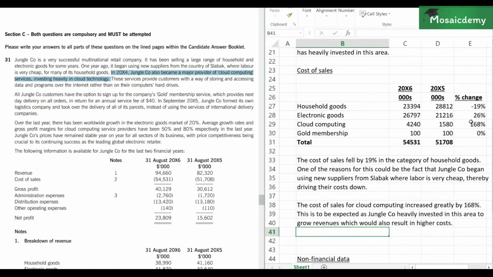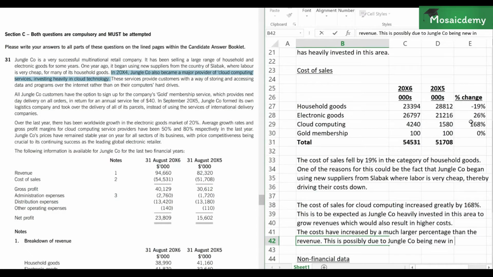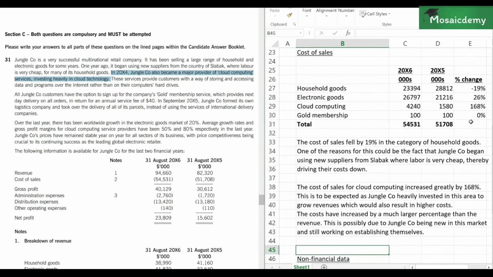Okay, the costs have increased by a much larger percentage than the revenue. This is possibly due to Jungle Co being new in this market and still working on establishing themselves. Okay, so we have that point as well.